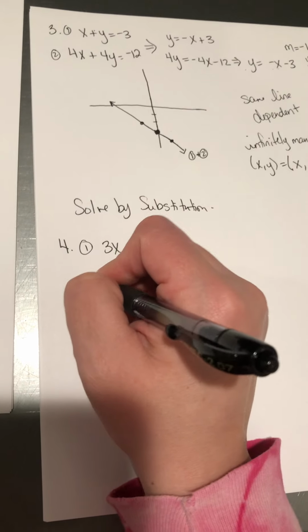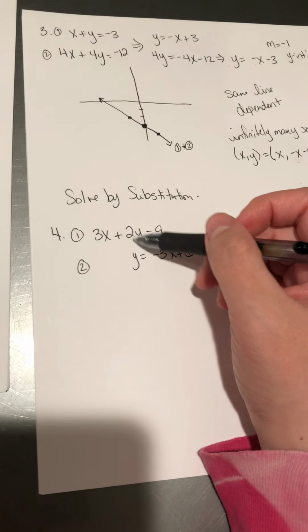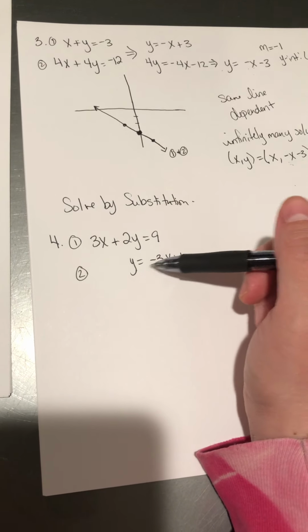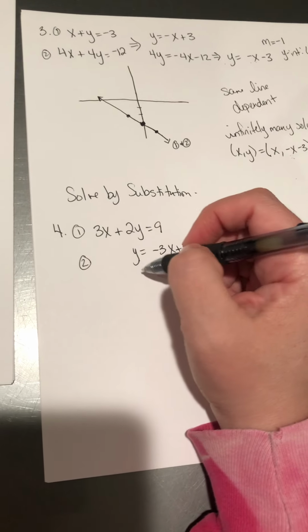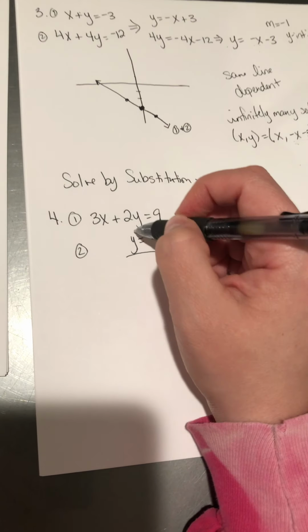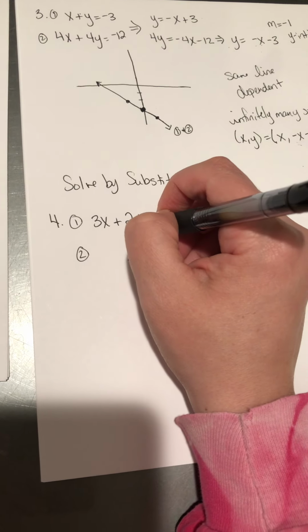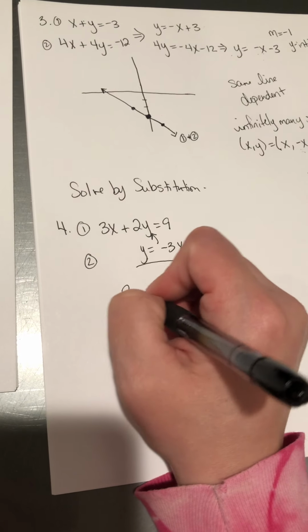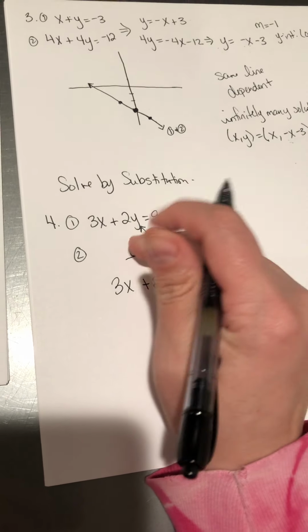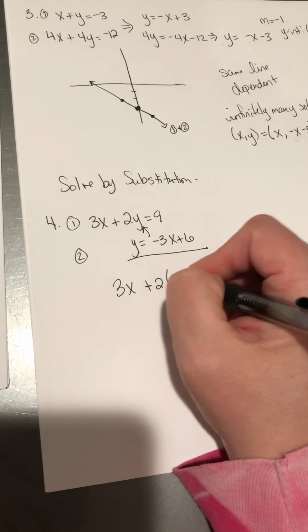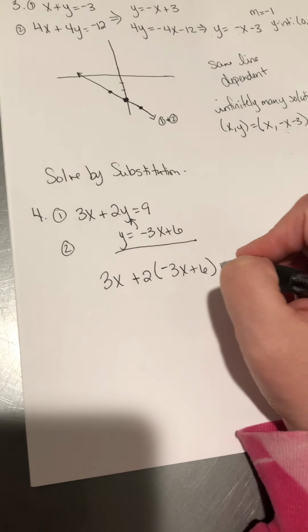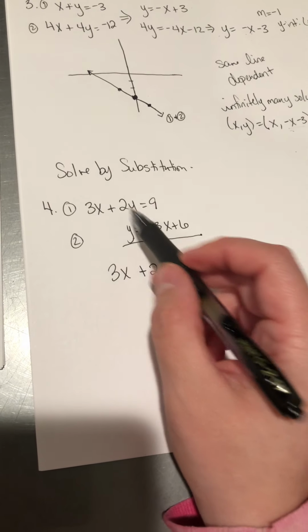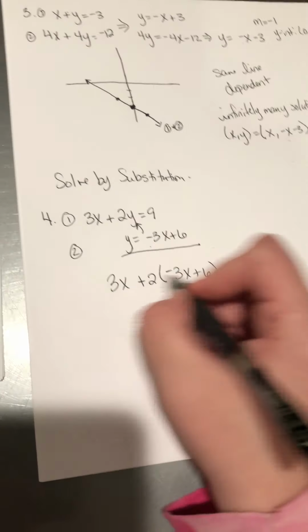So what we want to do is you want to first solve one equation for one variable, and it doesn't matter which one you do. For this one, the second equation is already solved for y. And so what we want to do is substitute this y into this first equation since it's already solved. That makes it the easiest. So we're going to say 3x plus 2 times y, which is negative 3x plus 6, is equal to 9. So we subbed equation 2 into 1, and then we just solve.